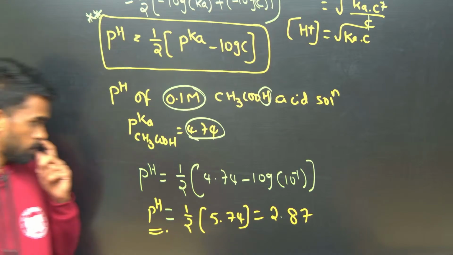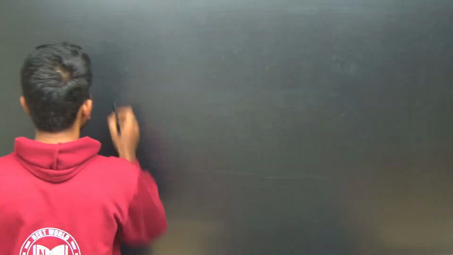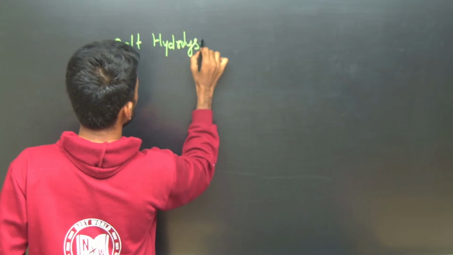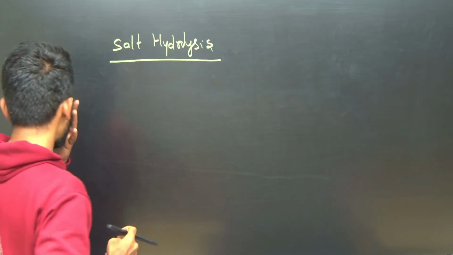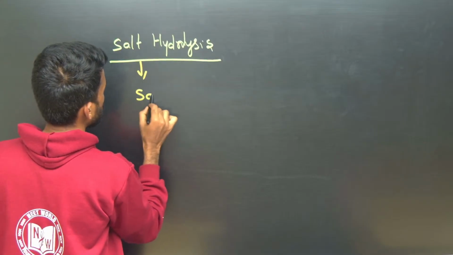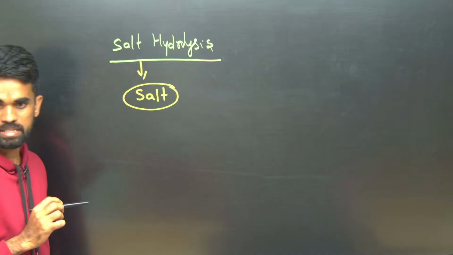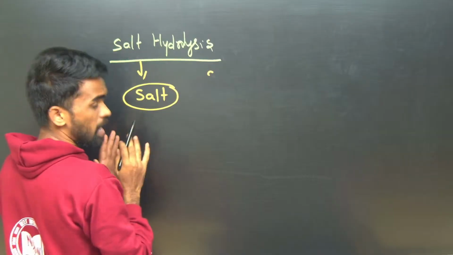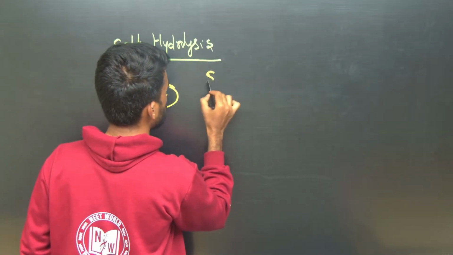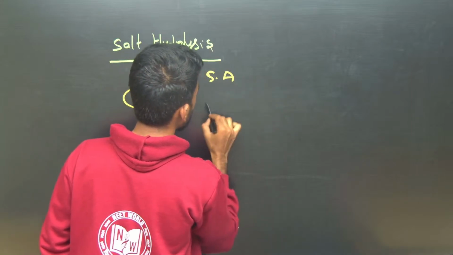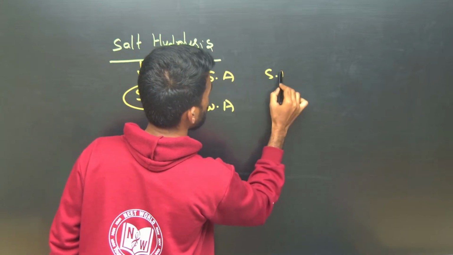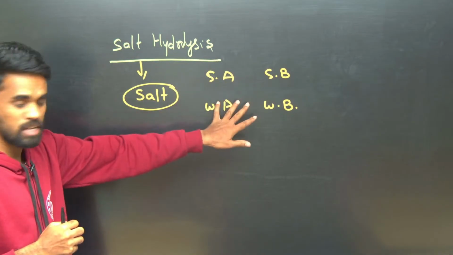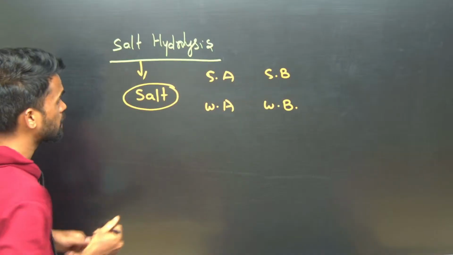Okay, next important one is salt hydrolysis. What we are discussing? Salt hydrolysis. What does salt hydrolysis mean? For example, we can make salts by combination of different acids and bases. Salts are formed from acid base reactions. So now acids, we have strong acid as well as weak acid, and strong base and weak base. Now we have 4 different substances. By combining two at a time, we will get salt.